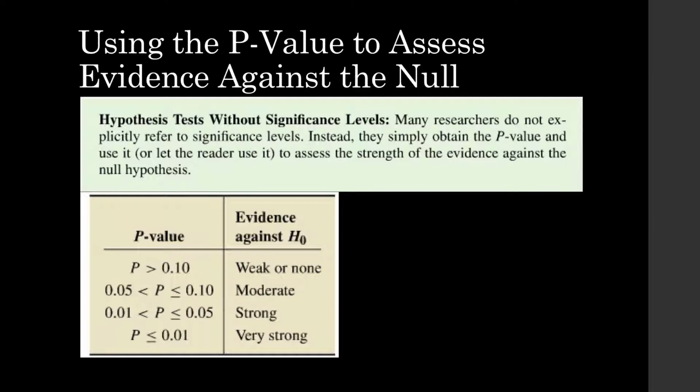So what we generally say is small p-values provide evidence against the null. Larger p-values do not. Okay?